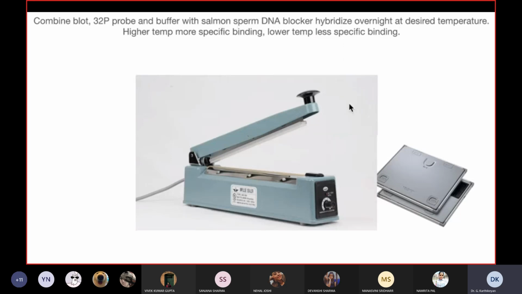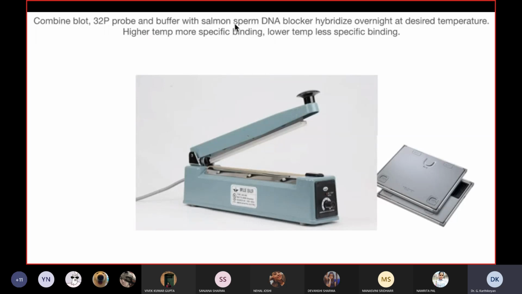I know what you're saying. You're like, is that what I think it is? Yes. It's sperm from salmon. And we used to buy milligrams of the stuff. That was a common blocker used in hybridizations. You would stick it in with your hybridization, and it would block non-specific sites.